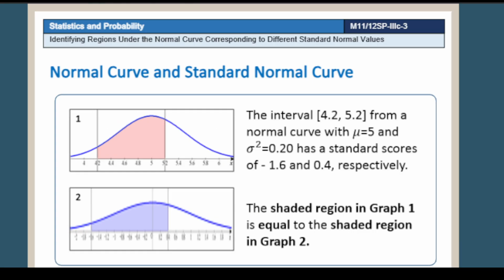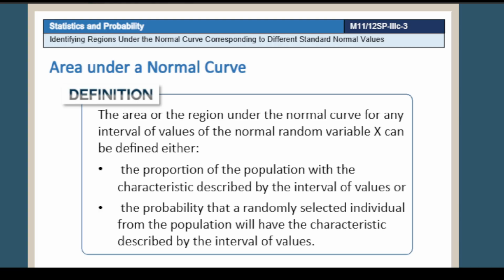So this is the interval, and also the same goes for the region. The second image also has a shaded region, the so-called area under the normal curve, standard normal curve. Now, let's define the area. So area, or the region under the normal curve for any intervals of values of the normal random variable x, can be defined as the proportion of the population with the characteristic described by the interval of values, and also the probability that a randomly selected individual from the population will have the characteristic described by the interval of values.